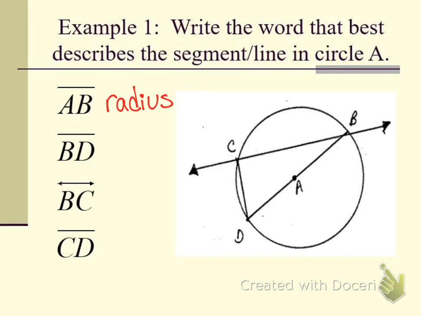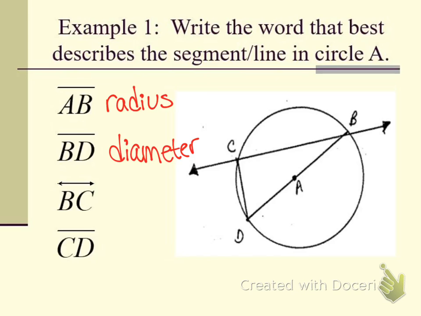The next one, we've got segment BD. John? It's a diameter. It touches the edges of the circle and it goes through the center. That makes it a diameter.